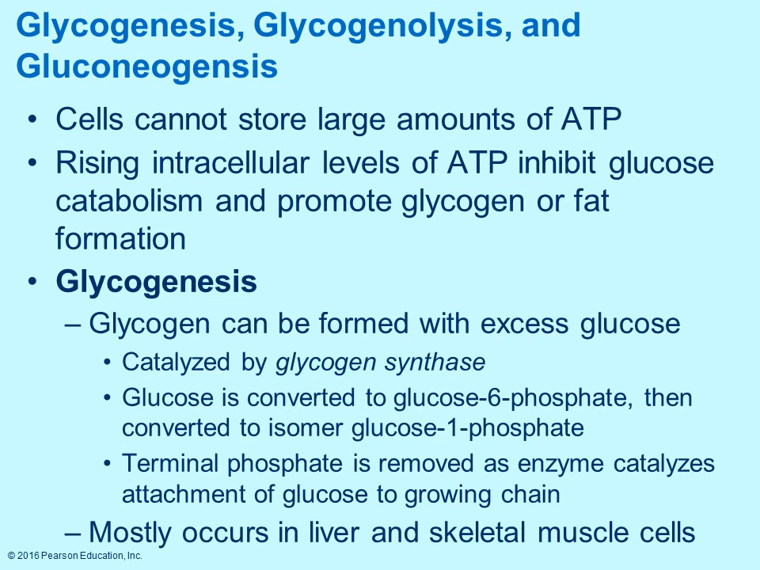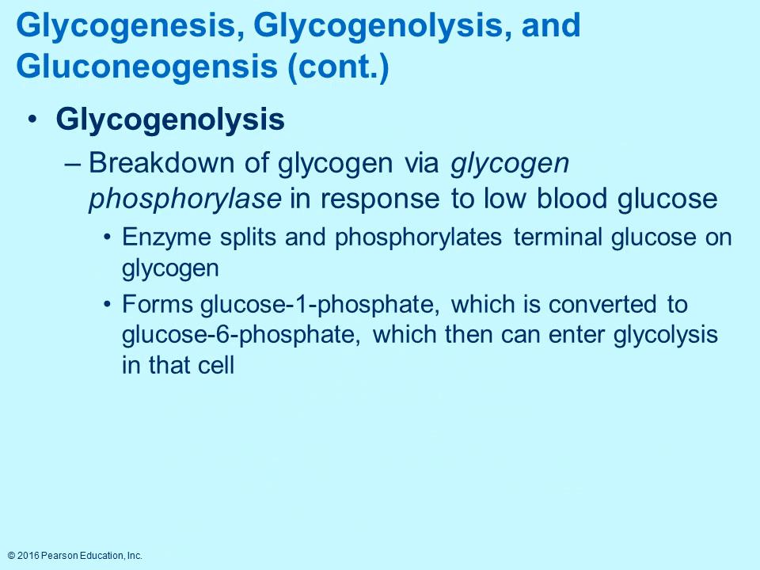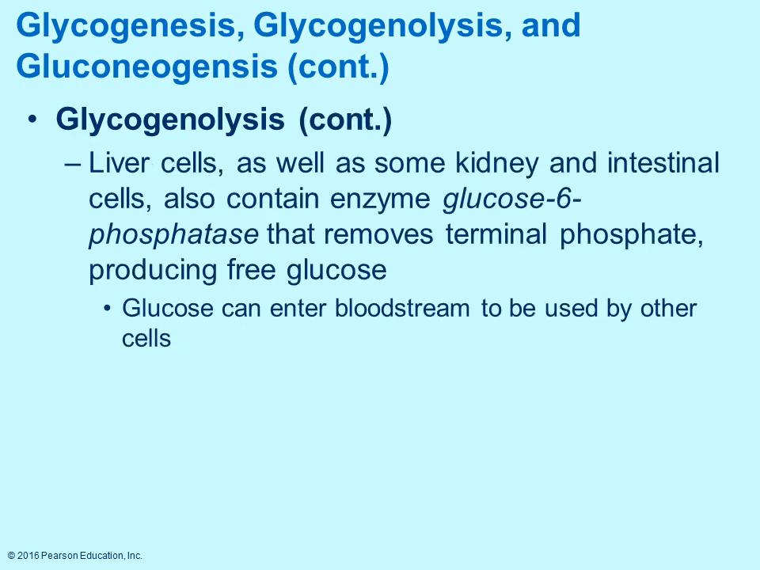Glycogen is formed when you have excess amounts of glucose. Mostly this will occur in the liver as well as in skeletal muscle cells. So glycogenesis is the formation of glycogen. Glycogenolysis is the breakdown of glycogen into glucose. It breaks the glucose molecule off, and this is done when the levels of glucose in the blood have decreased, when they're low, and you need to replenish it.